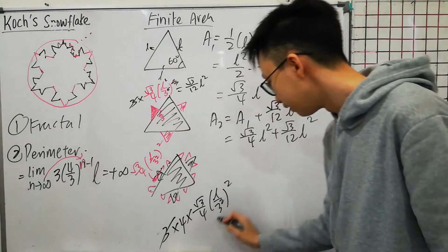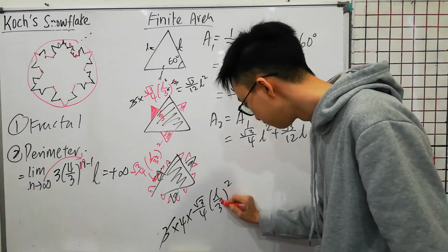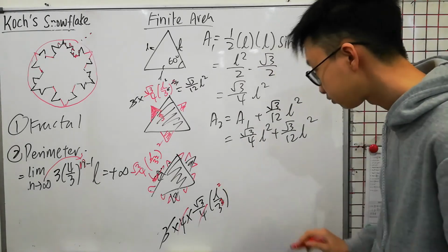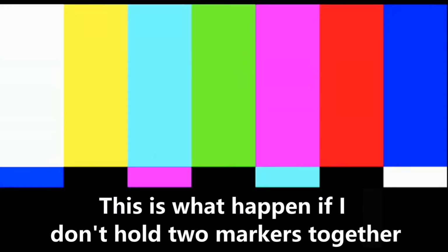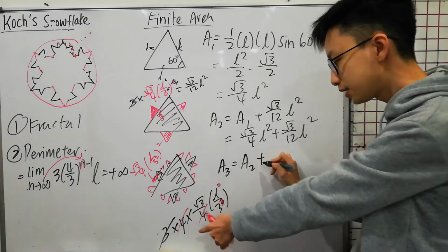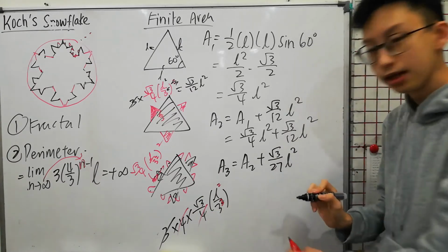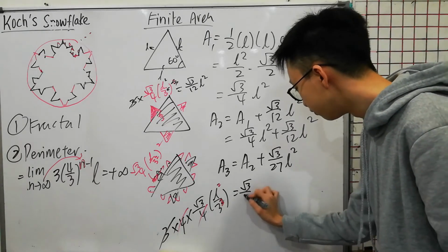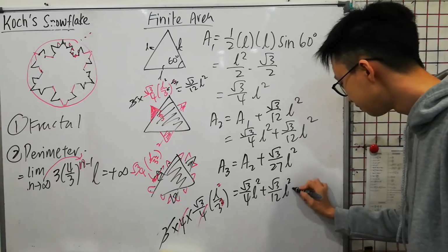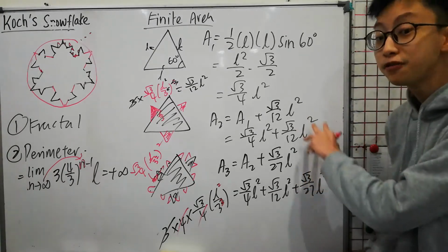And this should be a 4th. After cancelling, you'll get a 3 to the third power, and this 4 and 4 can cancel. This is an L squared. So A3 will be A2 plus root 3 over 27 L squared, which is root 3 over 4 L squared plus root 3 over 12 L squared plus root 3 over 27 L squared. And I think you can see the pattern there, right?